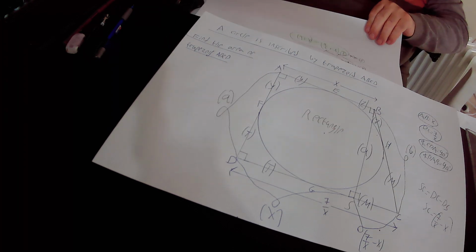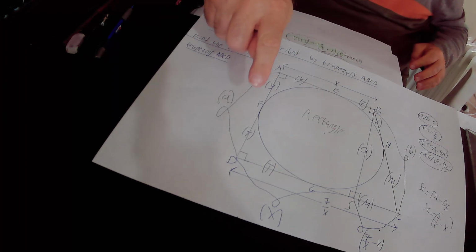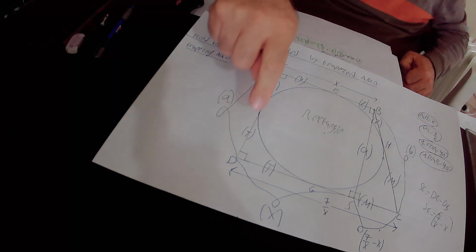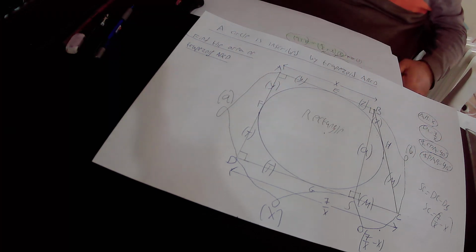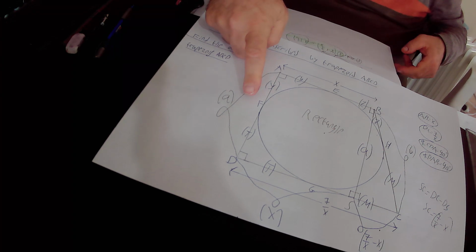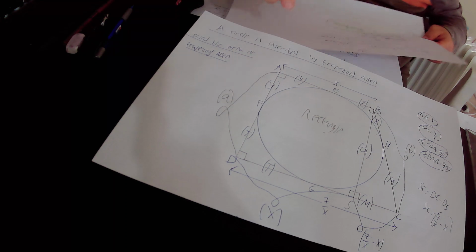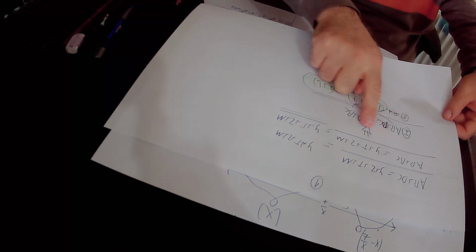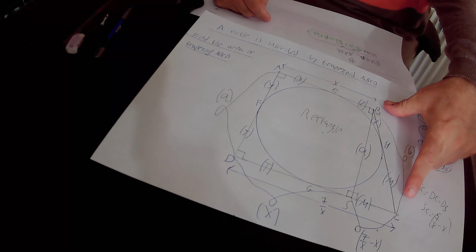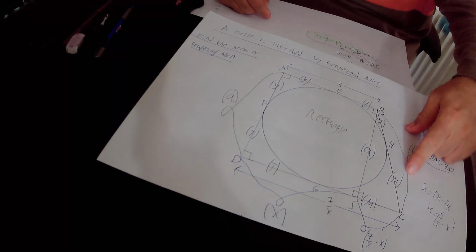Likewise, we added side AD to the opposite side, side BC. Again, AD plus BC. AD is Y plus T. Again, AD is Y plus T, and BC is Z plus M.